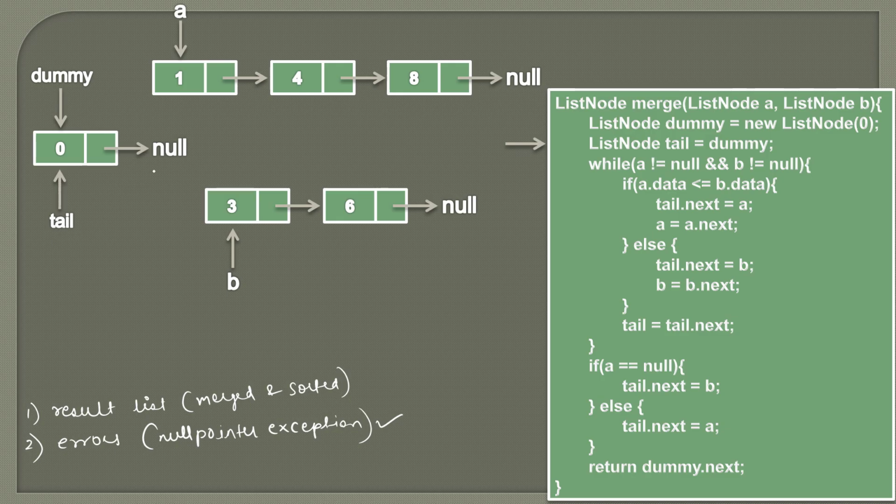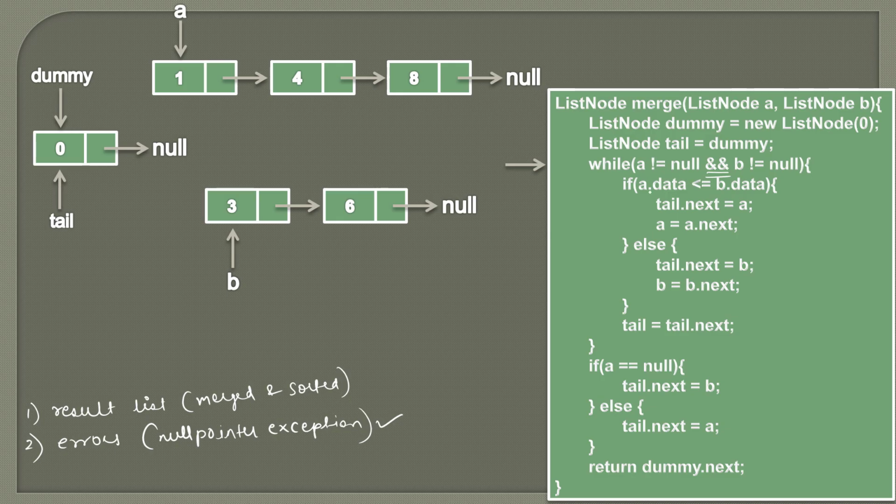Now this tail will help us in adding the nodes after the dummy node, and after adding one node, the tail will move ahead and it will keep on adding till all the nodes are exhausted. So that we will see in the while loop. Now we are providing a while loop where the conditions are A should not be equal to null and B should not be equal to null. So here you can see this AND operator tells that if any of the lists is exhausted, or their references A and B reach the end of the list, we have to break from this while loop.